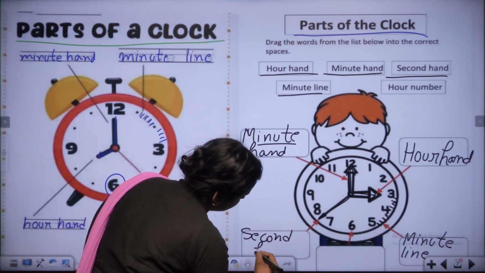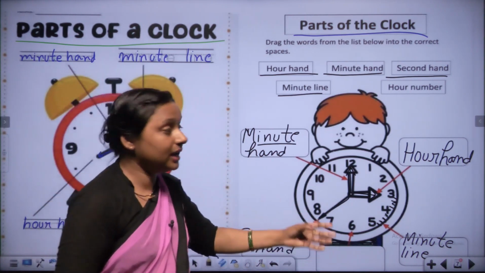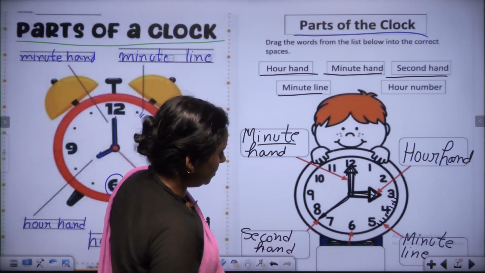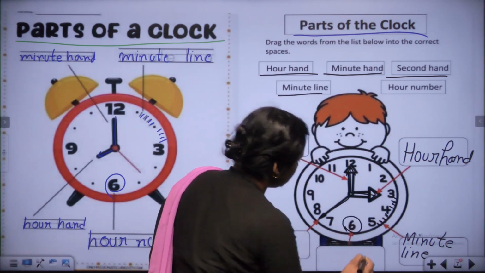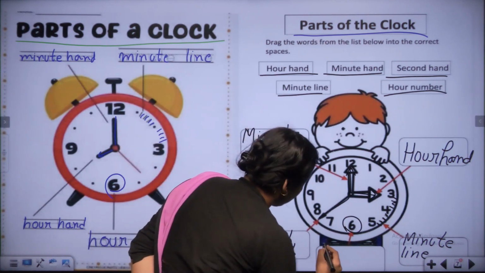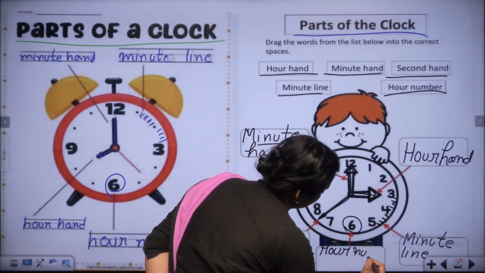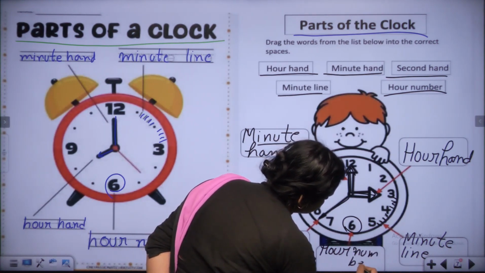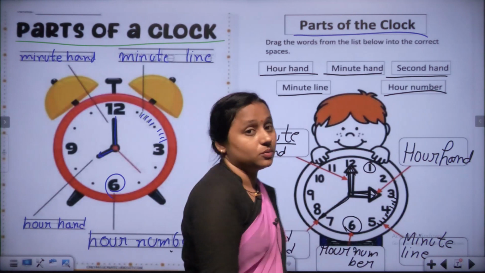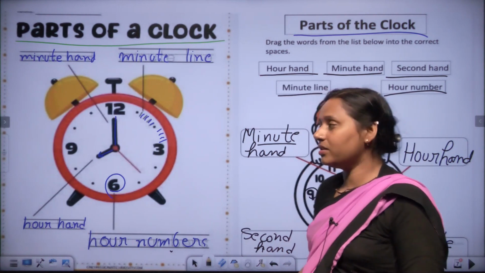Second hand. Hand. Okay. This one is second hand. Okay, this one, 6, is what? 6 is our number. Hour, number. Okay, 6 is our hour number. 1 is what? 1 is also our number. And 9 is also our number.